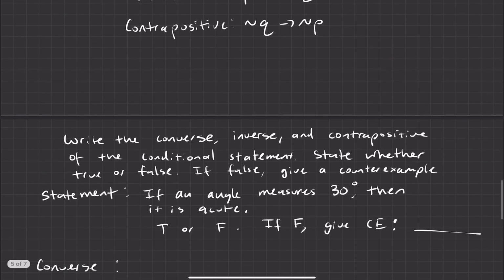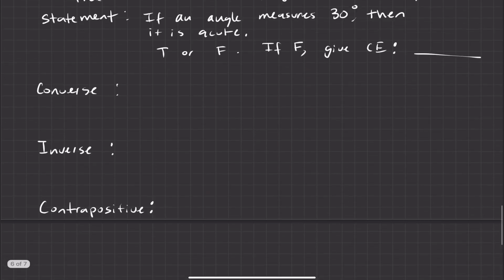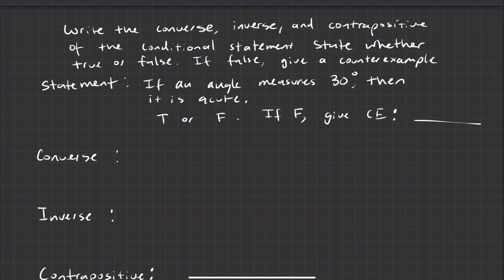Now let's take a look at all this. There's a lot going on over here. It says, write the converse, inverse, and contrapositive of the conditional statement. State whether true or false. If false, give a counterexample. So you're going to be presented with a conditional statement right here. If an angle measures 30 degrees, then it is acute. You're going to look at that statement and determine whether it's true or false, and if it's false, you're going to give a counterexample.